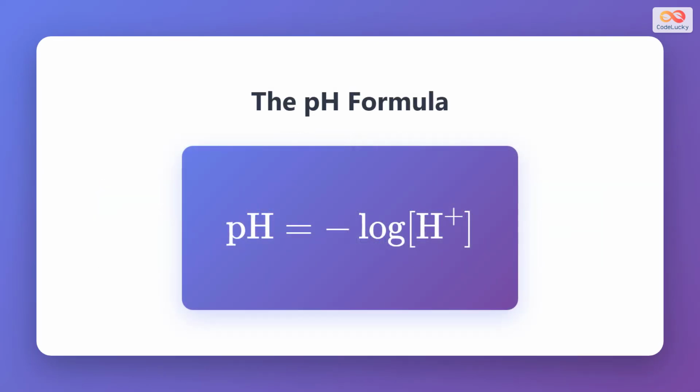Here's the fundamental formula we'll be using. pH equals negative log of the hydrogen ion concentration. This is written mathematically as pH = -log[H+]. The H+ represents hydrogen ions, and log refers to the base 10 logarithm, also called the common logarithm. This simple formula is the key to all pH calculations.